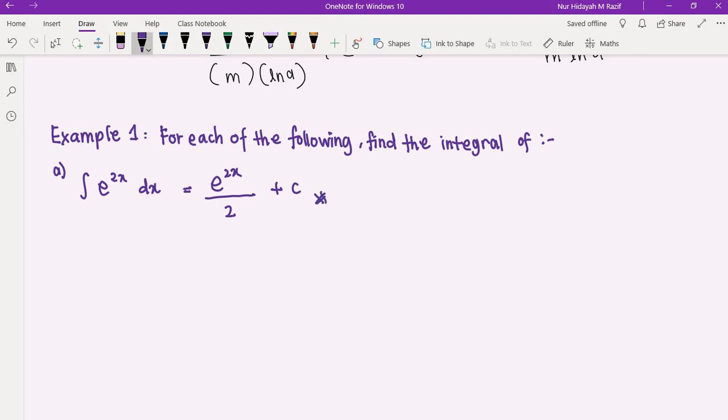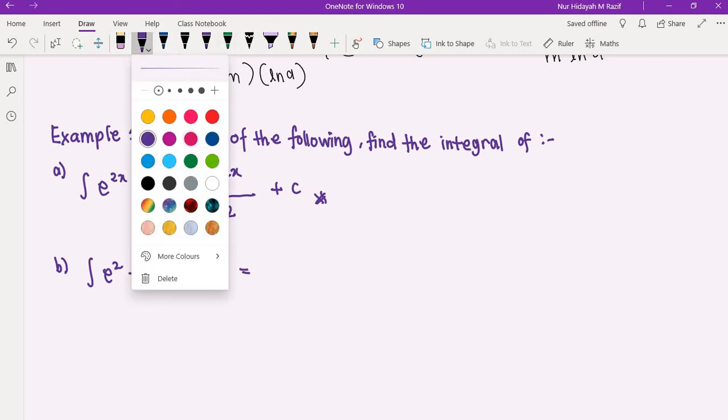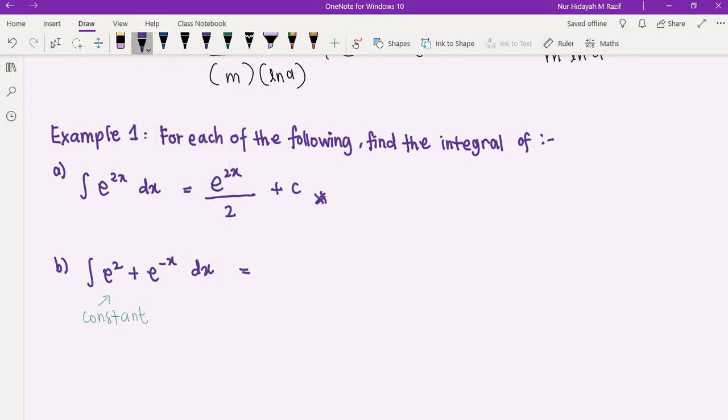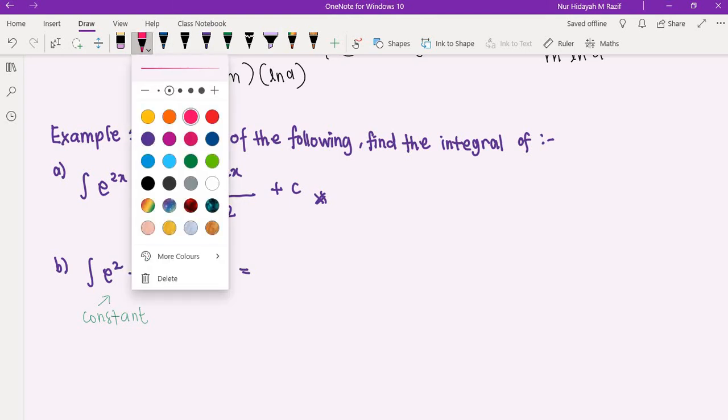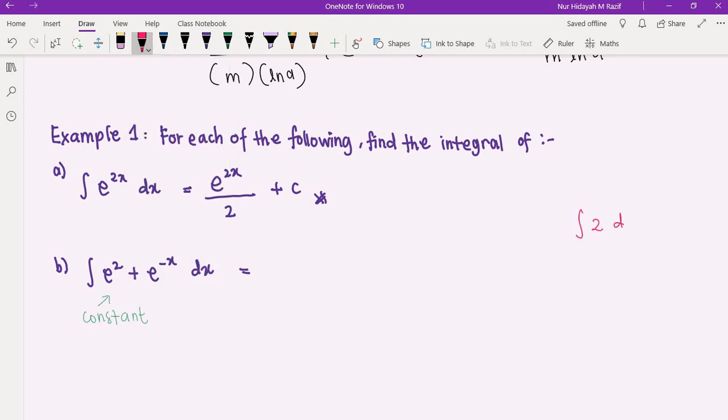As for the next question, take a look at question b. You need to integrate e squared plus e to the power of negative x dx. Please take note, e squared is a constant. Since this is a constant, the constant will be multiplied by x. It is the same as what you had previously where we integrate 2 dx, then you will have 2x plus c.